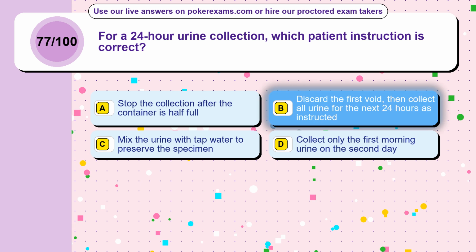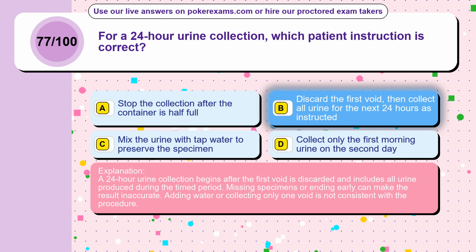The correct answer is option B. Discard the first void, then collect all urine for the next 24 hours as instructed. A 24-hour urine collection begins after the first void is discarded and includes all urine produced during the timed period. Missing specimens or ending early can make the result inaccurate. Adding water or collecting only one void is not consistent with the procedure.